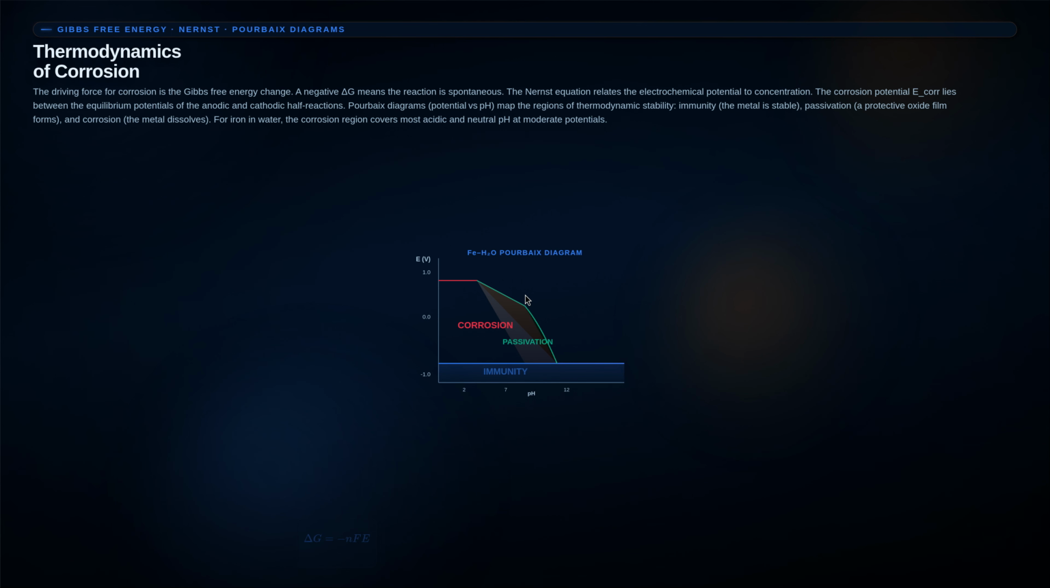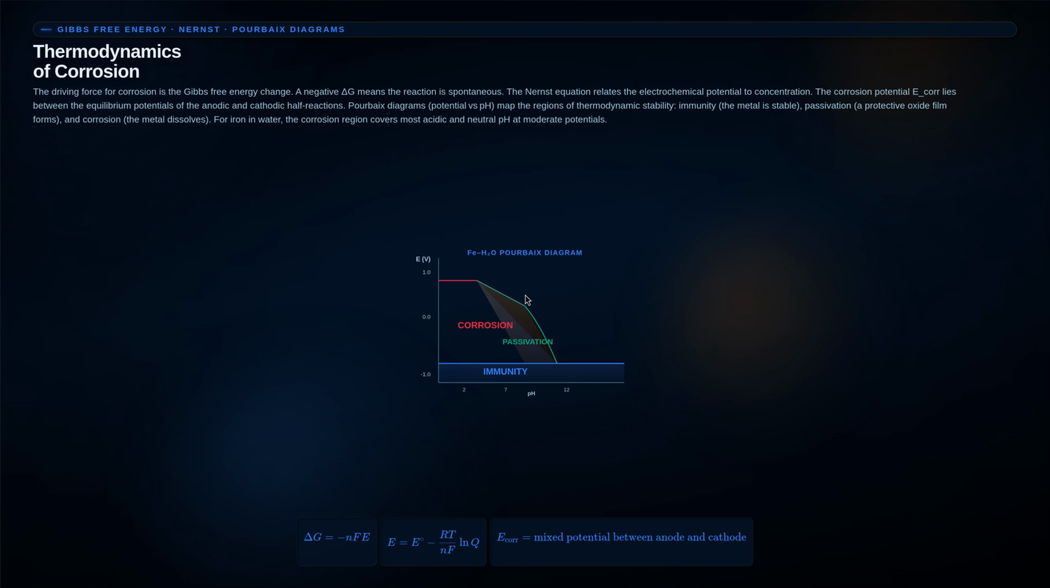The driving force for corrosion is the Gibbs free energy change. A negative delta G means the reaction is spontaneous. The Nernst equation relates the electrochemical potential to concentration. The corrosion potential E-corr lies between the equilibrium potentials of the anodic and cathodic half reactions.